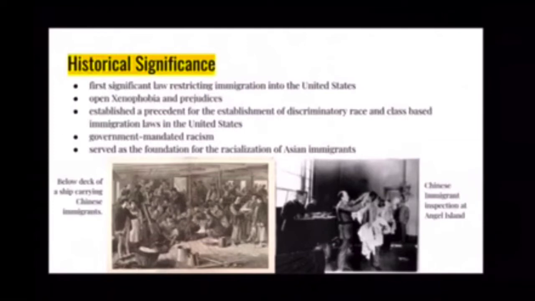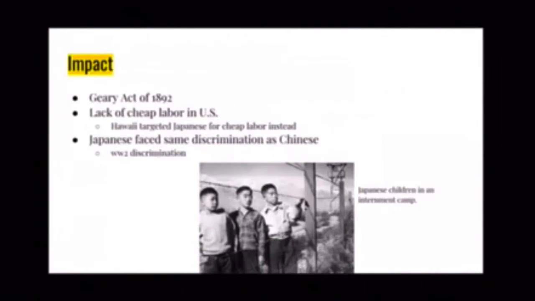Second, the act was an example of government-mandated racism. Finally, the act, along with the 1878 ruling, In re Ah Yup, denied naturalization rights to immigrant Chinese and served as the foundation for the racialization of Asian immigrants, including the Japanese, as unassimilable aliens. The Chinese Exclusion Act had a ripple effect on United States legal history. It was followed by the Geary Act of 1892, which extended the provisions of the Exclusion Act for another 10 years. In 1902, the ban against the immigration of Chinese laborers was made permanent. By the end of 1888, the Scott Act made it impossible for Chinese travelers to return to the U.S.